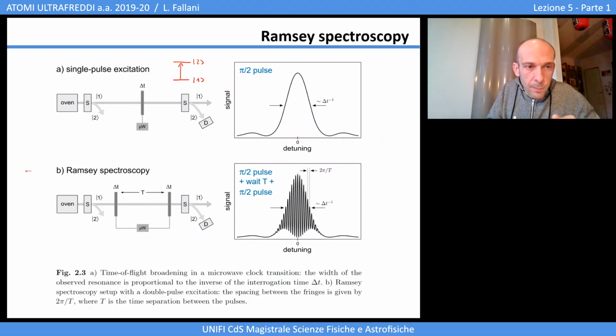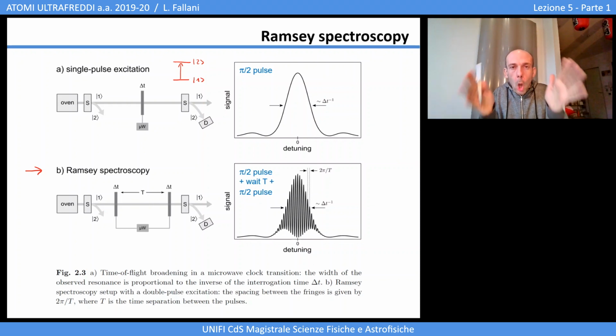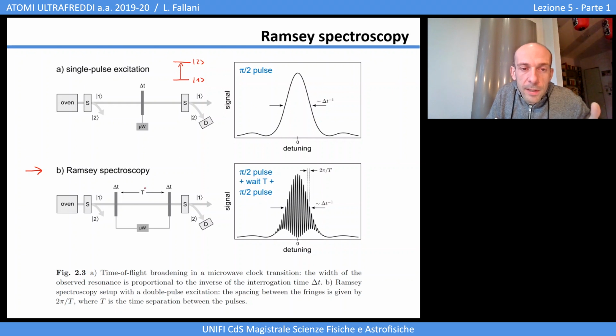This is the scheme and the plot in the B section of this slide. In Ramsey spectroscopy, instead of realizing one long cavity that would ensure a long interrogation time, one probes the atoms in two positions with two short cavities that are separated by some distance, and so some travel time of the atoms that are in the atomic beam.